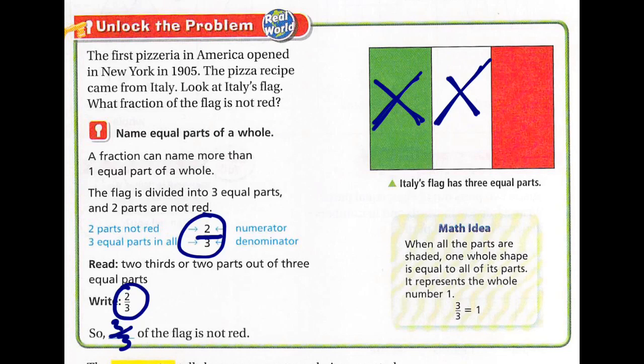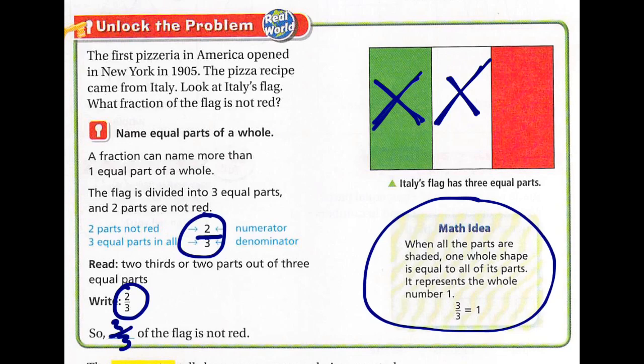Okay, math idea. When all the parts are shaded, one whole shape is equal to all of its parts. It represents the whole number 1. So there's 2 ways to write it. If all 3 parts were shaded, and we were talking about all 3 parts, we could write it 3 out of 3, which would be 3/3, or we could just write it as 1 whole. 3/3 is equal to 1 whole.